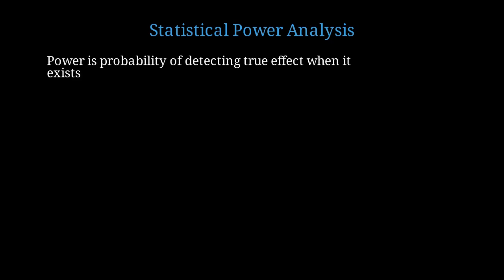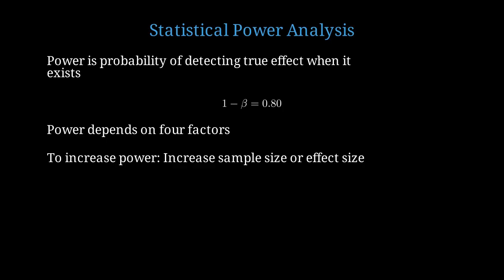Let's do a deeper dive into statistical power analysis, which is critical for designing rigorous tests. Statistical power is the probability of detecting a true effect when it actually exists. Standard practice is to aim for 80% power. 1 minus beta equals 0.80, where beta is the type 2 error rate. Power depends on 4 factors: sample size, effect size, significance level alpha, and population variance. To increase power, you can increase sample size, increase effect size through better targeting, decrease alpha tolerance, or decrease measurement variance through better instrumentation.